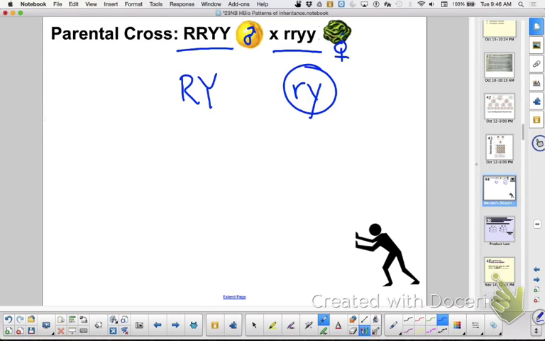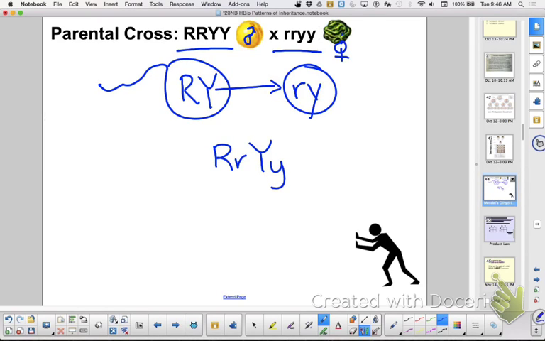So if this were like us and this were sperm and egg, and this sperm fertilized this egg, what are your only options you could have? Big R. Do you agree with that? Okay. Any clarifying questions on that? Okay, now here's step 2.